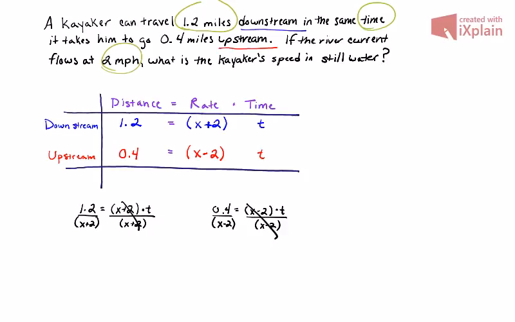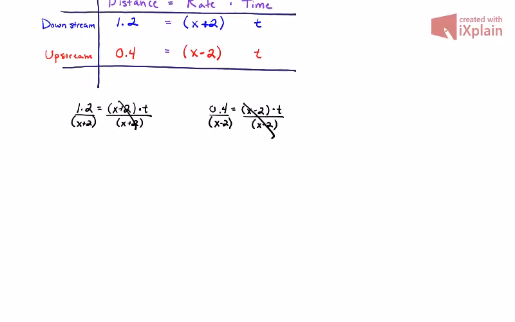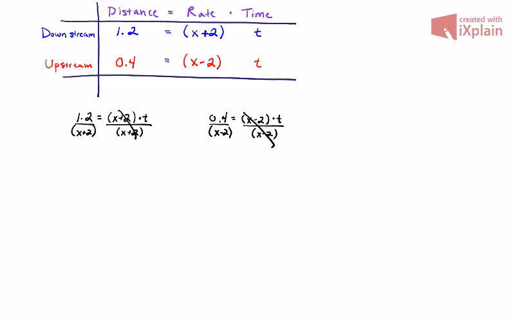So I want you to notice what is happening here. I'll leave that table up so we can see it. I have 1.2 all over x plus 2 is equal to t. But I also know that 4/10 divided by x minus 2 is also going to equal t.